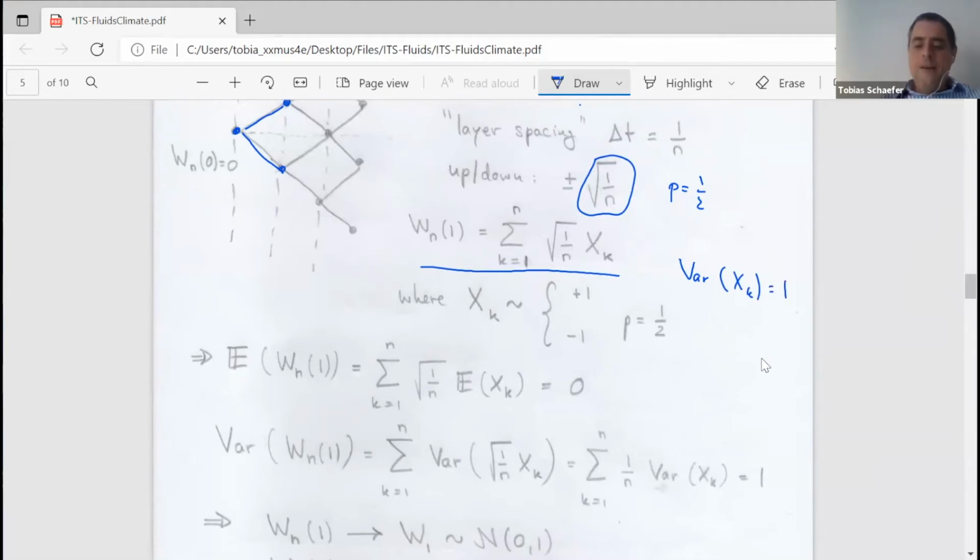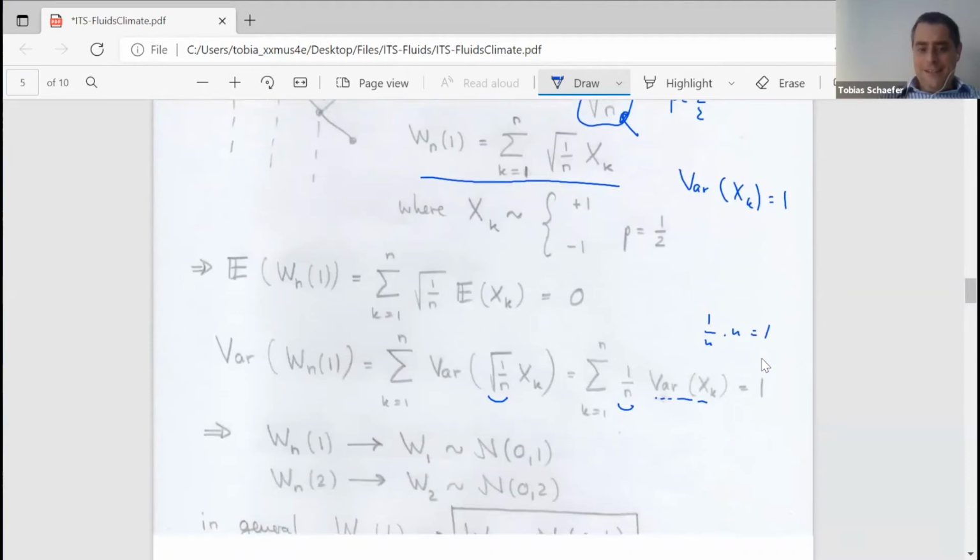Okay. Now if you pull the variance through, this square root of 1 over n actually becomes 1 over n, simply because the variance of ax plus b is a squared times the variance of x. And now you see what happens. All these variances are 1. So I'm just left with 1 over n times n, and this is 1. And this is why this scaling here is exactly the right scaling that we need in order to create convergence.